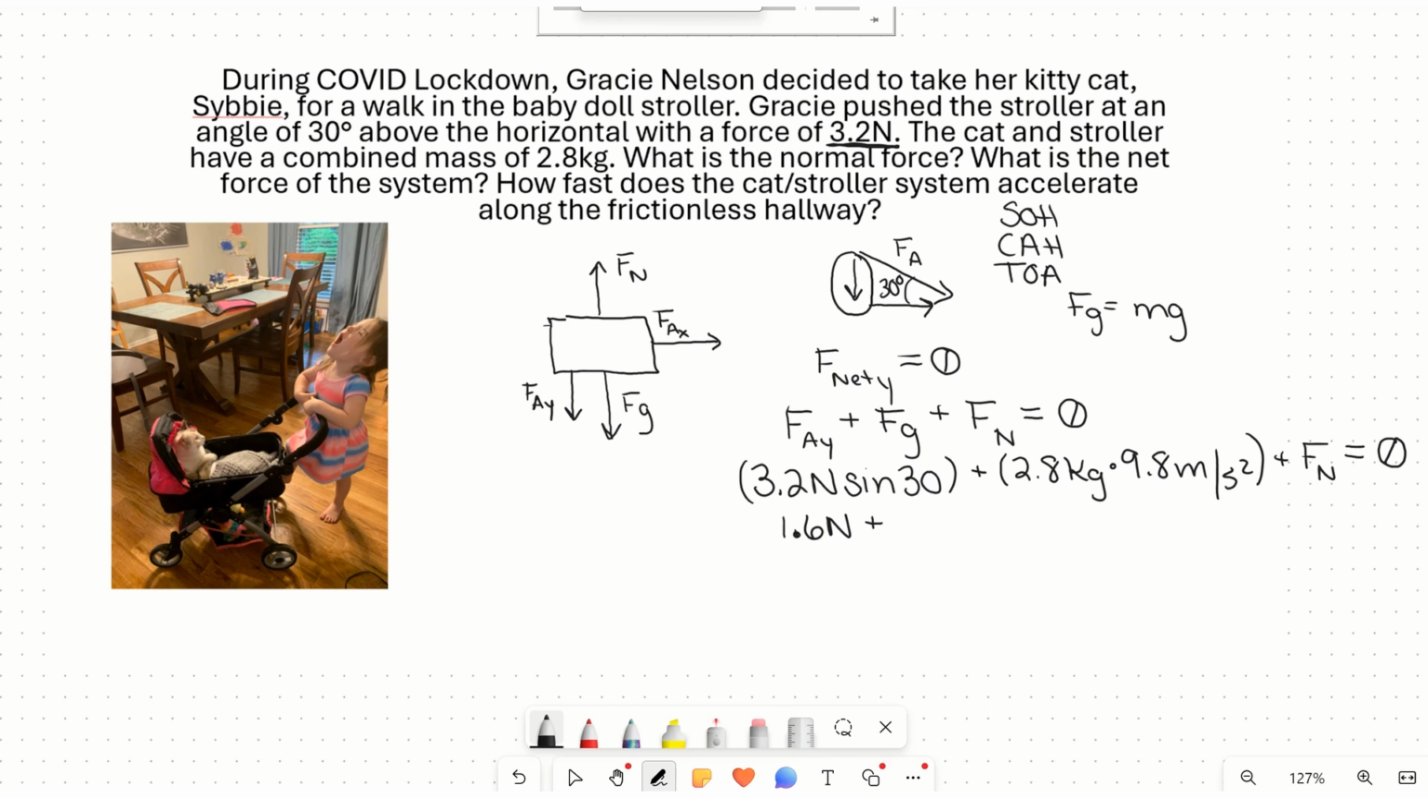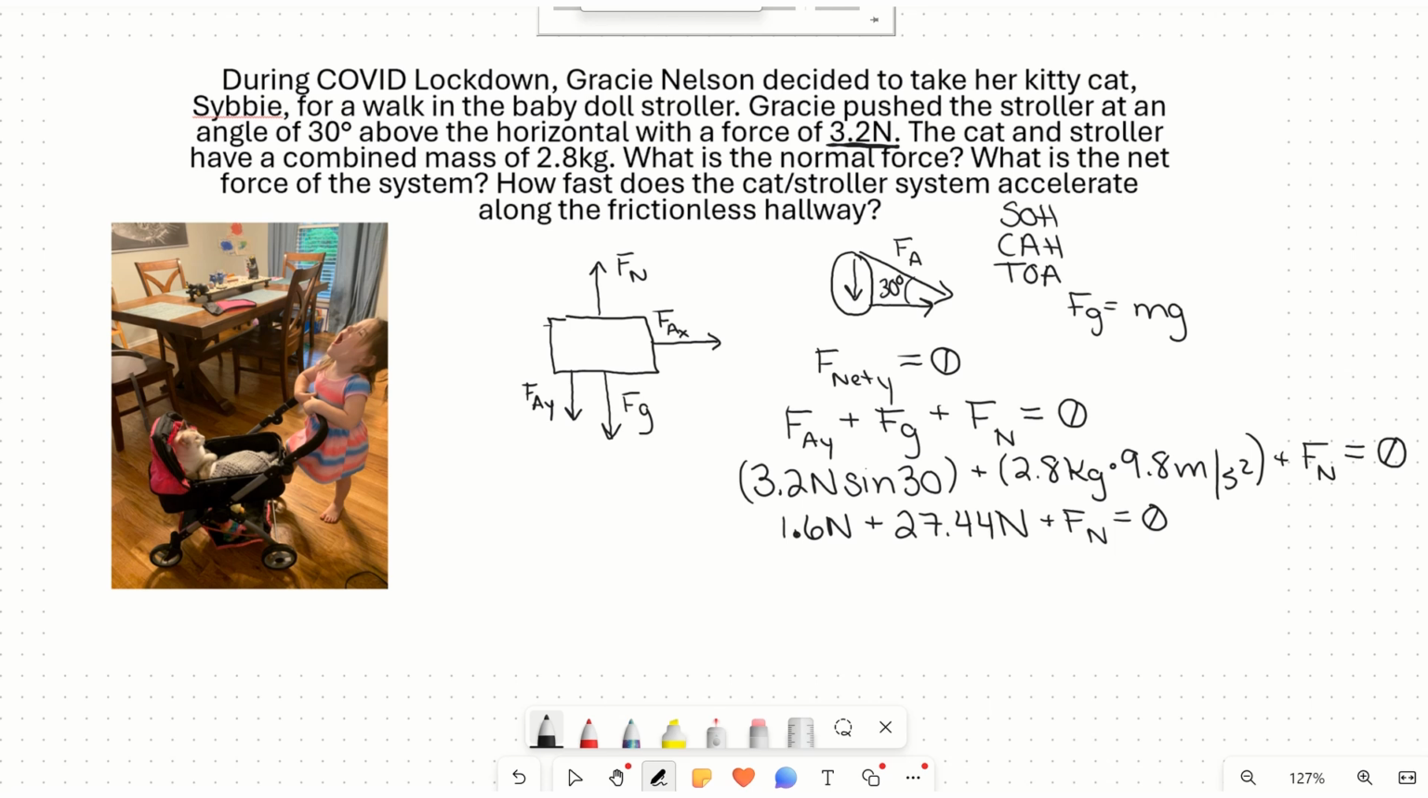All right, and I get 27.44 newtons for that. All right, and that's more sig figs than I'm going to need, but we're not going to worry about that. Plus the force normal equals 0. Now I want to think about signs here. Right now I've kept my sign for down as positive, which means my sign for up for force normal would be negative.